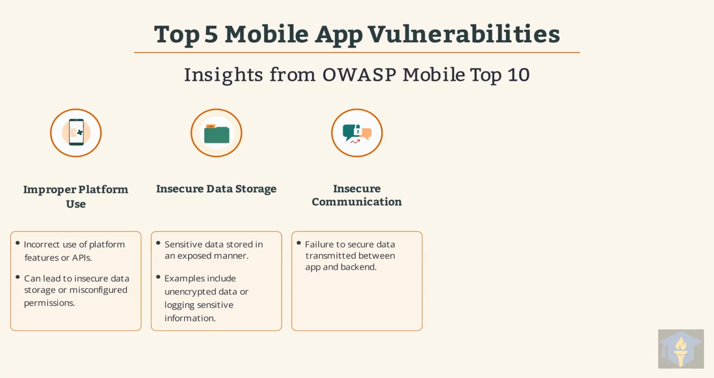This is a failure to secure data as it travels between your mobile app and its backend servers. A prime example is transmitting data over unencrypted channels, such as standard HTTP, which is highly risky. Then, we have insecure authentication, which involves weak or flawed mechanisms for verifying user identity.